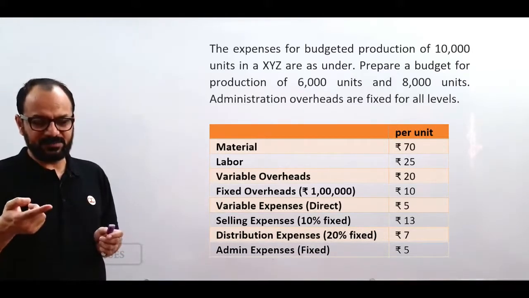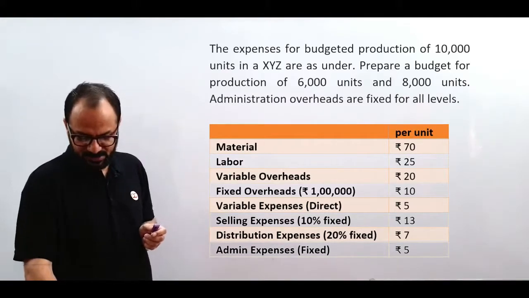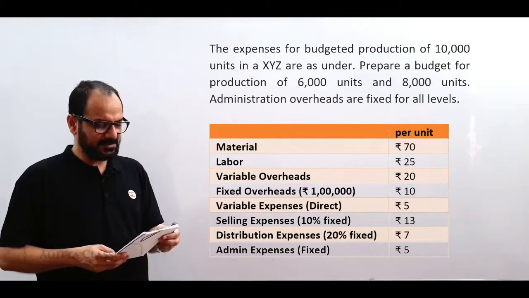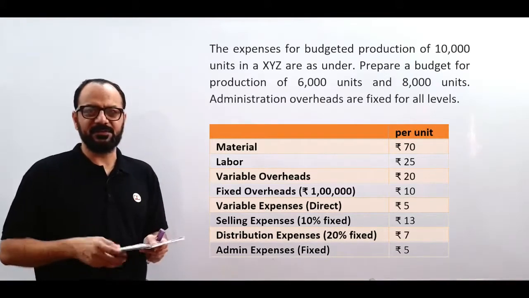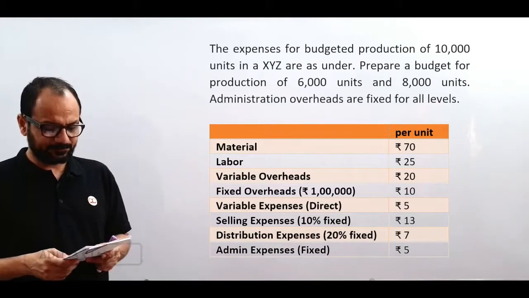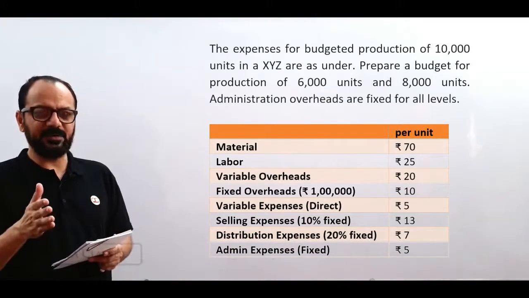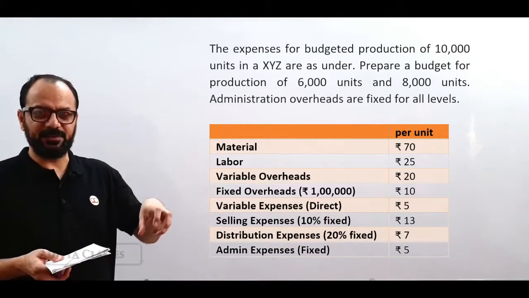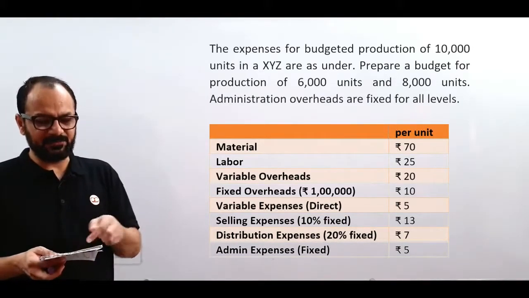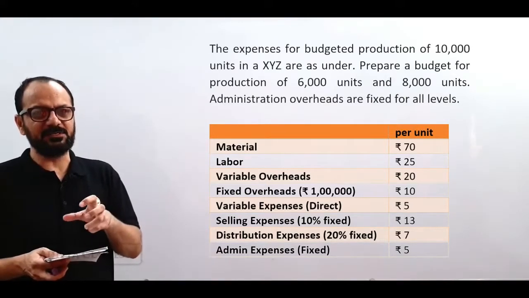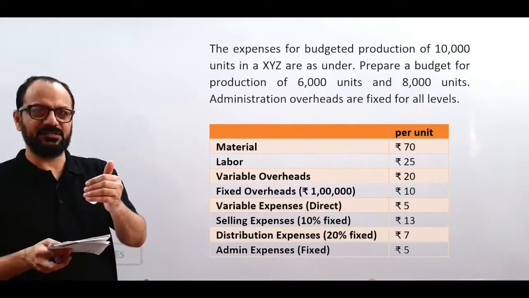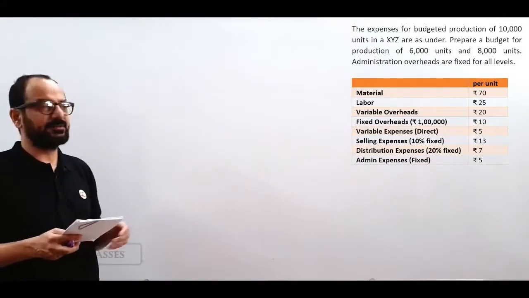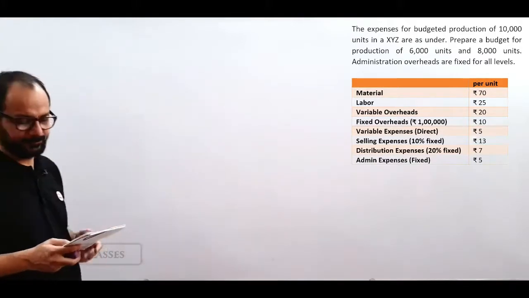And also same is the case with semi-variable costs. For semi-variable costs, we have selling expenses 10% fixed, distribution expenses 20% fixed. So for these also we need to split the per unit expenses into fixed and variable. As far as variable is concerned, we'll use it as per unit. But as far as fixed component of these semi-variable expenses is concerned, we'll consolidate it for 10,000 units and then use it for 6,000 and 8,000 also. So let us get on with it and make our table over here.